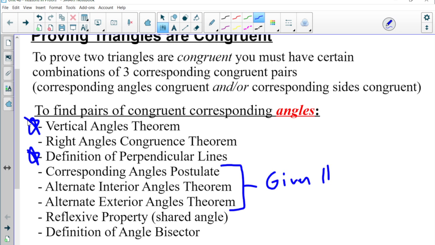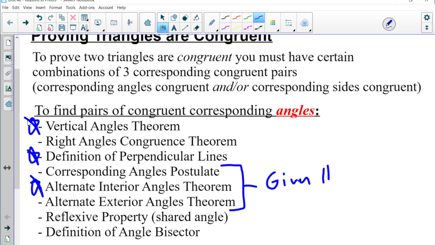Then we go on to the new ones. So you wrote down a list like this before. These are the ones that weren't on that list. We have corresponding, alternate interior, alternate exterior. These are if I am given, which you'll see a lot today, I am given that those are parallel, then I have all these different types of angles. Alternate interior is the one you're going to see the most often. Because when I know the lines are parallel, those kind of angles are going to be congruent.